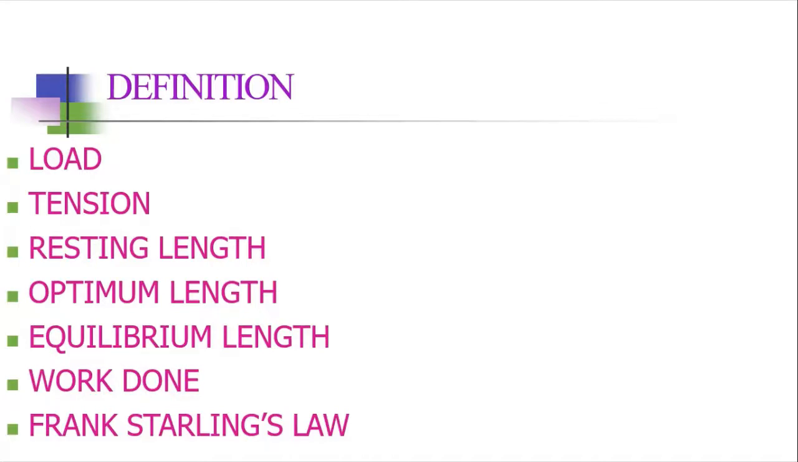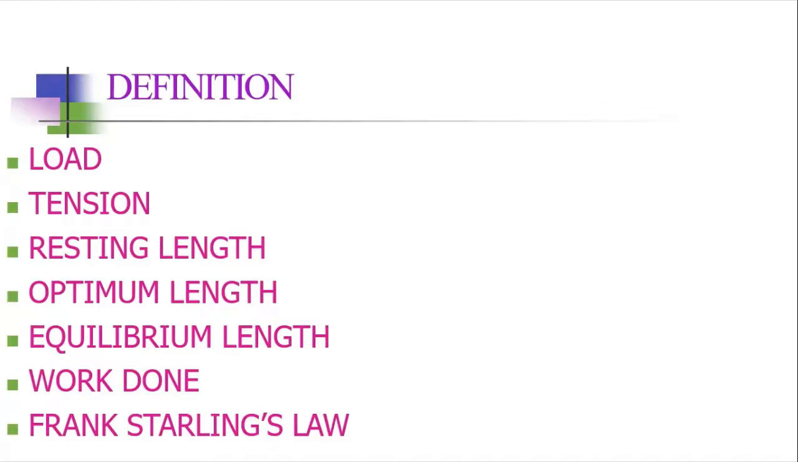Equilibrium length: say you take out a muscle from the body to do some experiment. You detach the muscle from its bony attachment. The length the muscle adapts now is called the equilibrium length. And work done, you know, is equal to force into displacement. Now we should know something called Frank-Starling's law. Greater the initial length of the muscle fiber, greater will be the force of contraction within physiological limit.